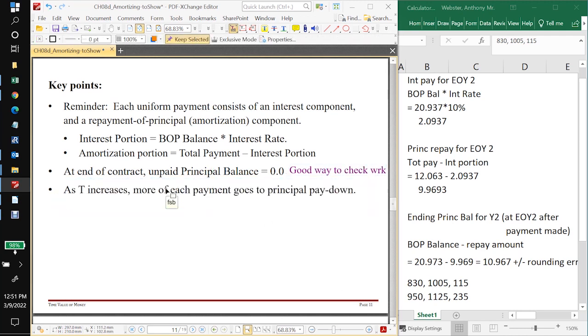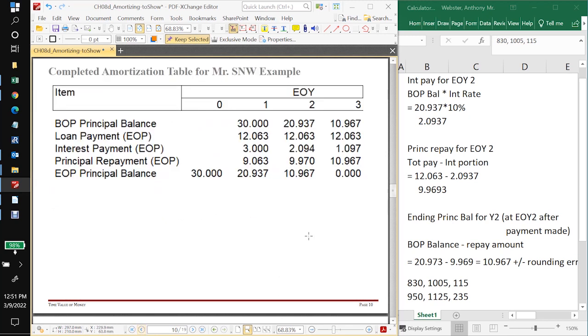And also, something I didn't really stress or highlight on the last page is, as time increases, more of each payment goes to principal pay down. So let's look at how that works. So in year one, our interest payment amount is $3,000 of the $12,000, and our principal payment is just about $9,000. But in year two, you see we're paying less interest.